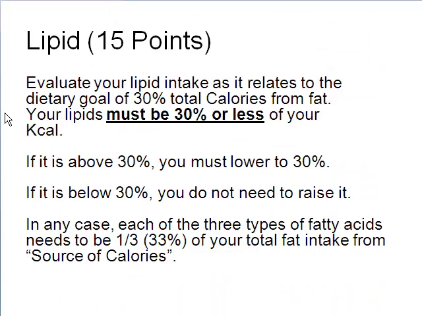Now lipids are next, and so our goal is 30%. So if you're above 30%, then you need to lower to 30%. If you're below 30%, you don't need to raise it. The only criteria is going to be that each of your fatty acids, saturated, polyunsaturated, and mono, are going to be 1/3 of your total. So for example, if you were at 21%, each of them would have to be 7%.